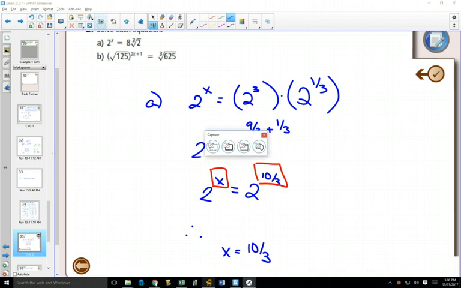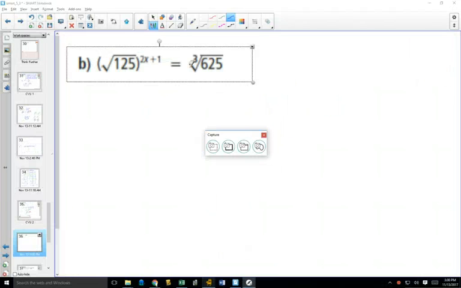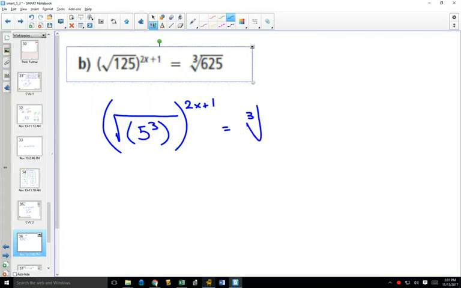For our second one, looking at those numbers, do those numbers appear in the same place? Yes. Powers of 5. So I can change 125 to 5 cubed, and I would still have this to the 2x plus 1. And 625 is 5 to the 4.